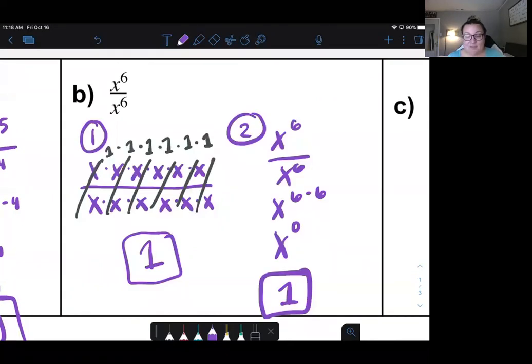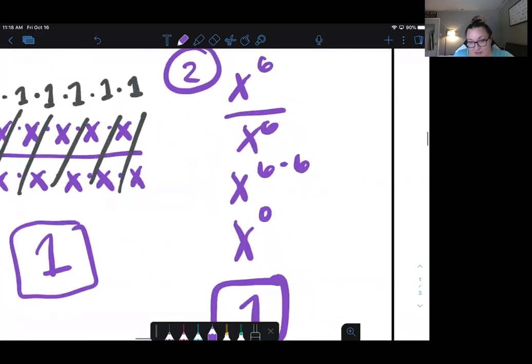All right, so I did this using both methods. We get the same answer. So I wrote out x to the 6th divided by x to the 6th by writing x times itself 6 times in the denominator and the numerator. Well, x divided by itself is 1. I end up with 1 times itself 6 times. Well, that's just 1. So x to the 6th divided by itself is 1.